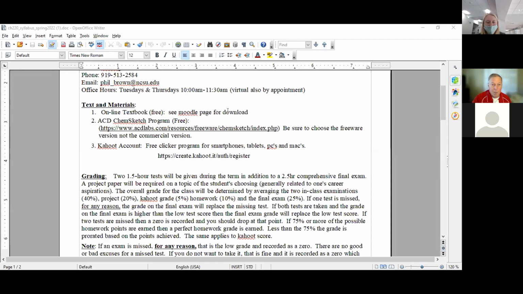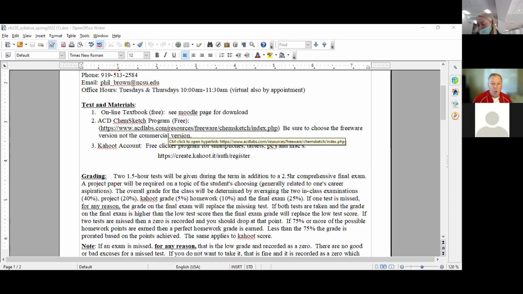Again, the online textbooks, they're all free. I just told you that in the Moodle page. The other thing I would like you to get is this chemistry drawing program if you have a PC. If you don't have a PC, there are alternatives, and hopefully most of you have the Mac alternative, or will get the Mac alternative, because we're going to do a lot of drawing of structures electronically.